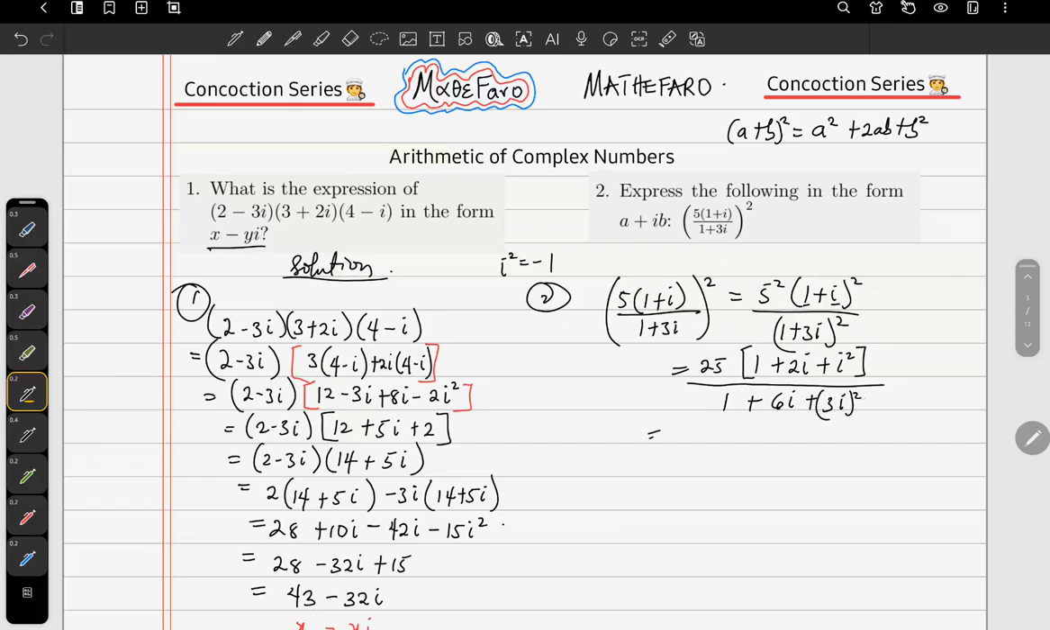So this is going to give us 25 into bracket 1 plus 2i minus 1, because we know that i squared is -1. I think I've said that a lot of times now. So this is going to be 1 plus 6i, then 3i squared is 3i times 3i. 3 times 3 is 9, i times i is -1, so we have -9.